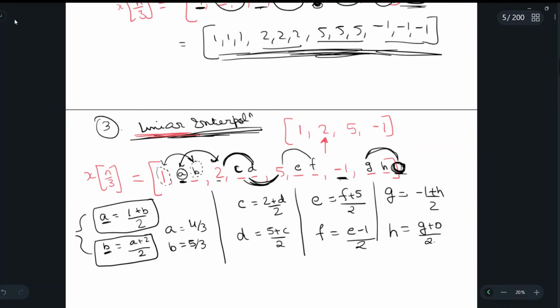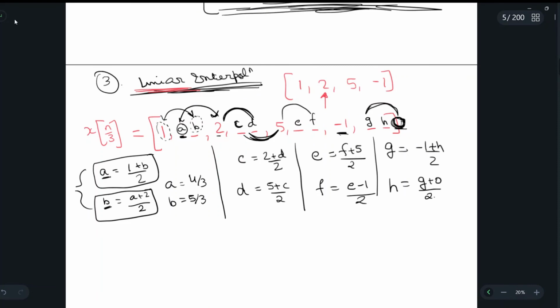So on doing that, you will get the answers of C, D, E, F, G and H. That is, on solving these two equations, you will get C as 3 and D as 4. Then simply on solving, you will get E as 3 and F as 1, and over here you will get G as minus 2 by 3 and H as minus 1 by 3.